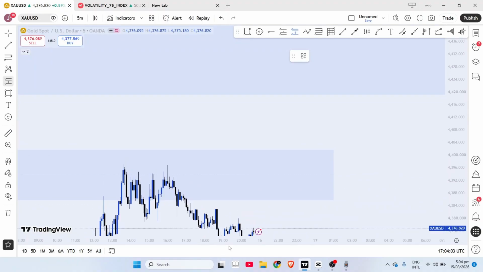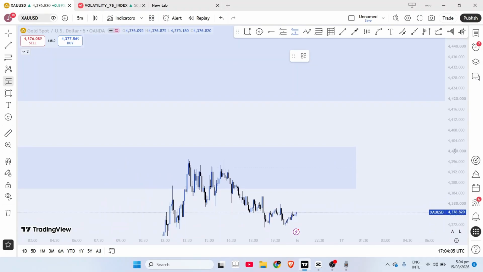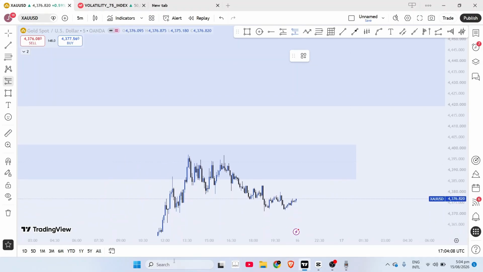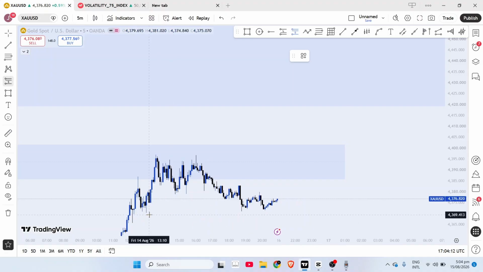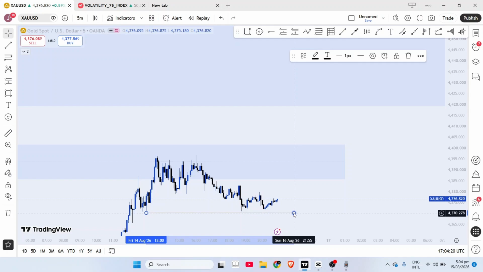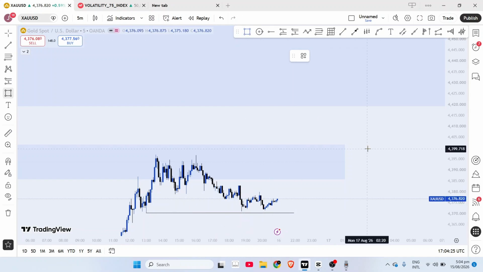So you can see there are not much imbalances over here. So as you can see, this low has been taken. Okay, it hasn't been taken yet. This low to confirm the change of character hasn't been taken yet on gold. But we have this internal break here. So let's see what happens.